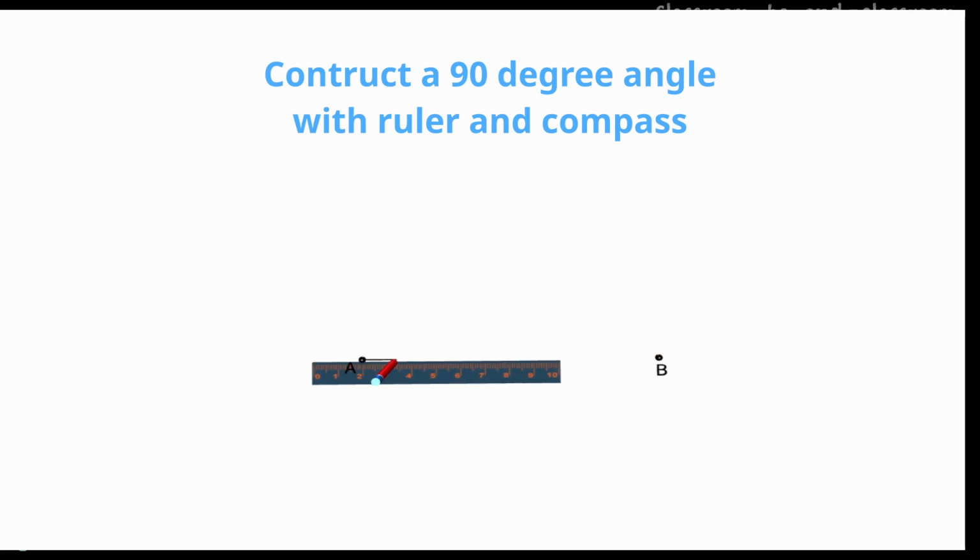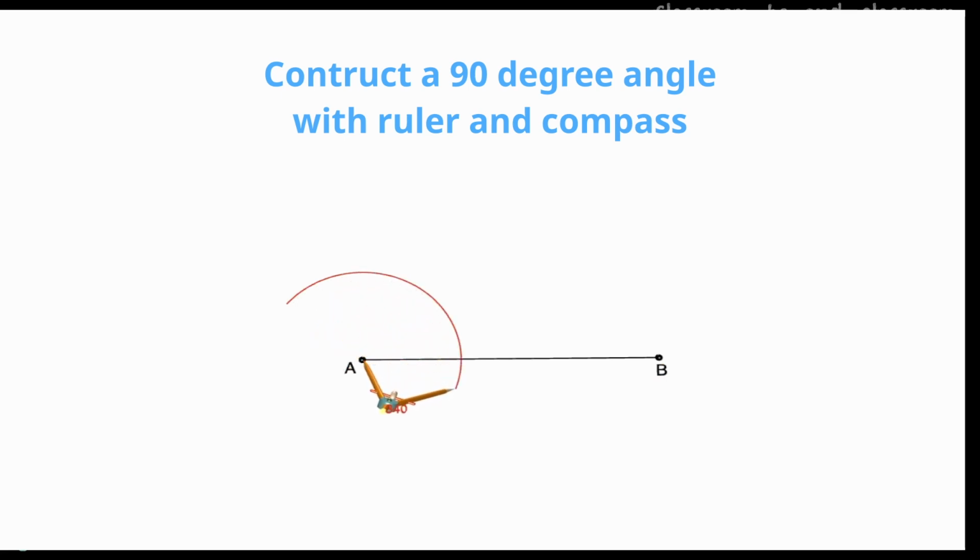Now we will construct a 90 degree angle with the help of a ruler and compass only. First you draw a line and give it a name, say the line is AB. Now we will draw an arc taking A as the center and any radius. This should be a long arc actually. Suppose this arc cuts the line AB at a point C. Now take C as the center and the same radius, and construct another arc to cut the previous arc at a point. Suppose this point of intersection is D.